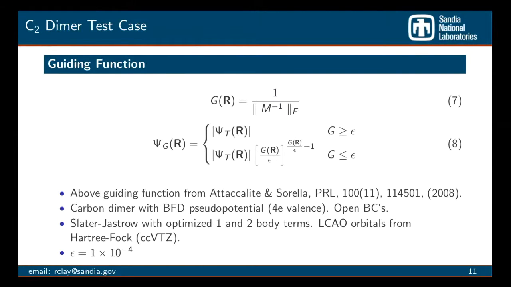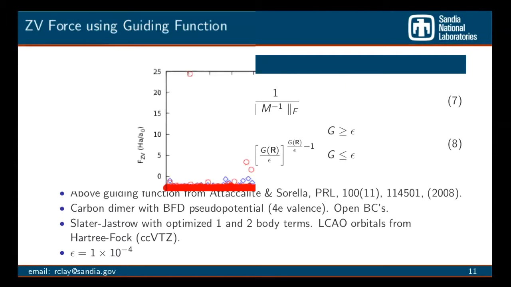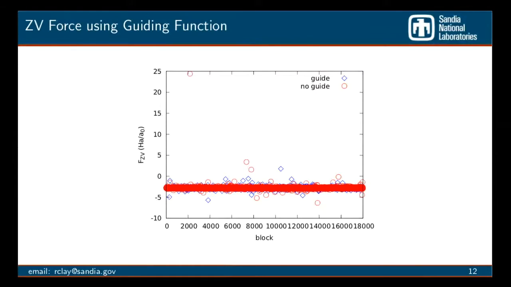It's a fun little dimer. We use Slater-Jastrow 1 and 2 body terms, LCAO orbitals from Hartree-Fock, which I believe were taken from Quantum Package. For this test case, I'm going to set epsilon equal to 1 times 10 to the minus 4. I'm showing 2 traces of one particular force estimate on one of my carbon atoms, I think the X component along the dimer.